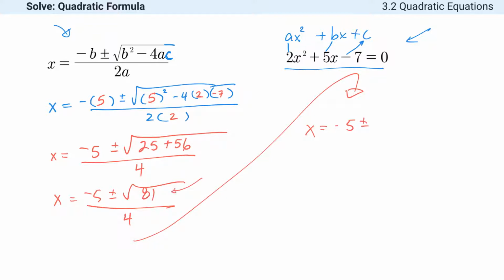This doesn't often happen, but sometimes it does, to get a perfect square root. The square root of 81 is 9, all over 4. So again, I have two answers. I have minus 5 plus 9 over 4, and I have minus 5 minus 9 all over 4. So minus 5 plus 9, that's 4. 4 divided by 4 is equal to 1.